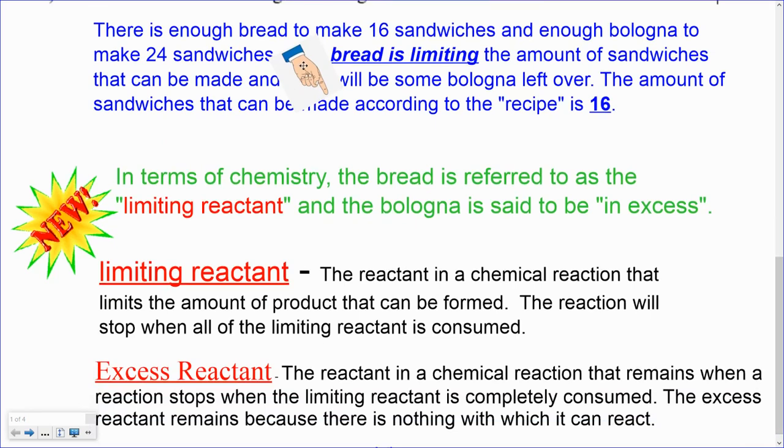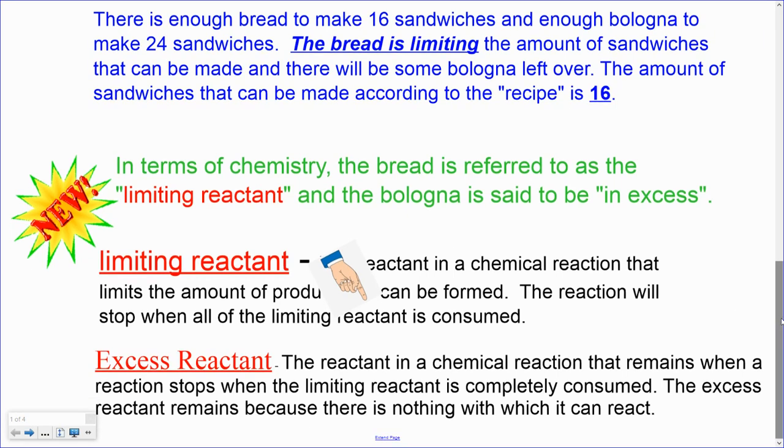In terms of chemistry, the limiting reactant is defined as the reactant in a chemical reaction that limits the amount of product that can be formed. The reaction will stop when all the limiting reactant is consumed. So if you're making sandwiches and you run out of bread after you make 16 sandwiches, your supply of bread is gone. So bread is a limiting reactant. In the example I gave, there's bologna left over, so bologna would be called the excess reactant.